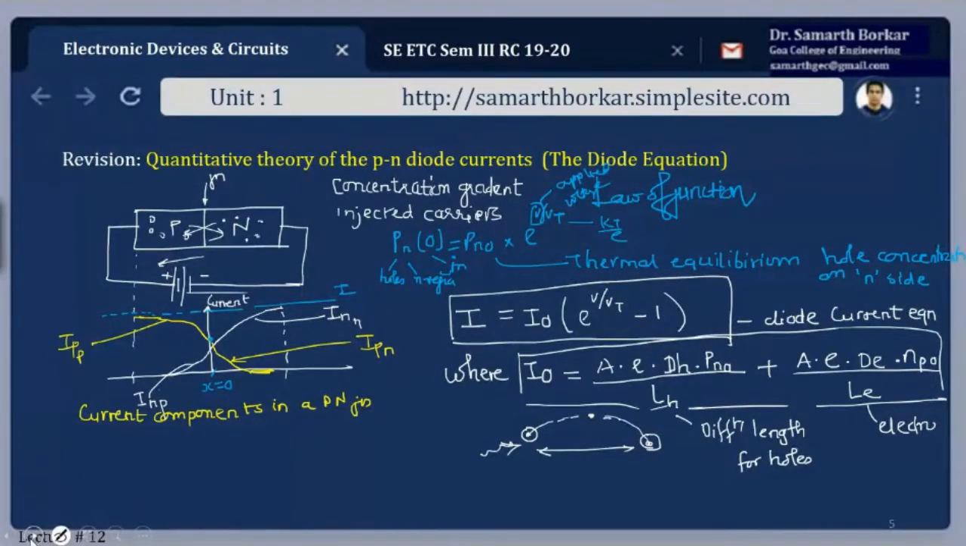see, in the forward direction, why are we considering the minority charge carriers? The forward current is due to the majority charge carriers, and the reverse current is due to the minority charge carriers. If you recollect, if I apply the reverse bias, what will happen?